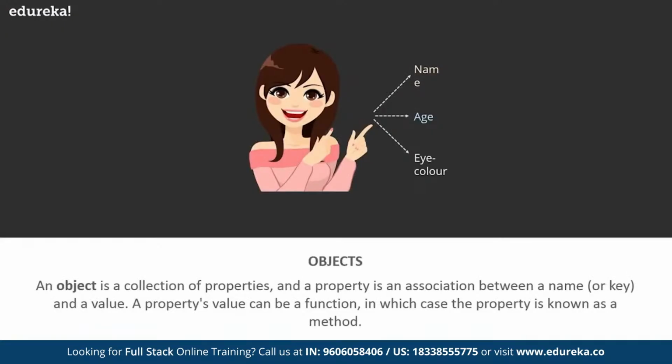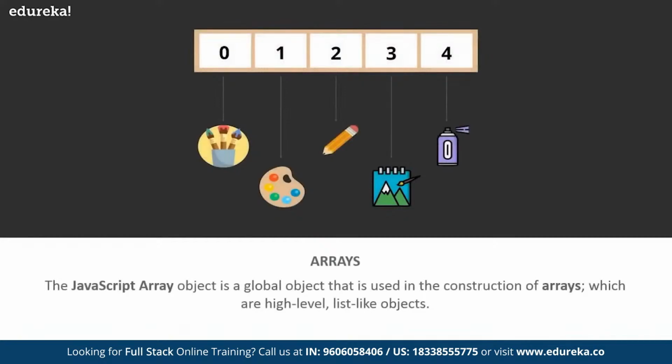Now that you have learned how to declare an object, let's move on and see what arrays are and how you can declare arrays in JavaScript. The JavaScript array object is basically a global object that is used in the construction of arrays, which are high-level list-like objects. So in case you have a list of products in a shopping cart, or a list of colors, or a list of items that are used in order to make a painting, you will need to declare them with the help of arrays.